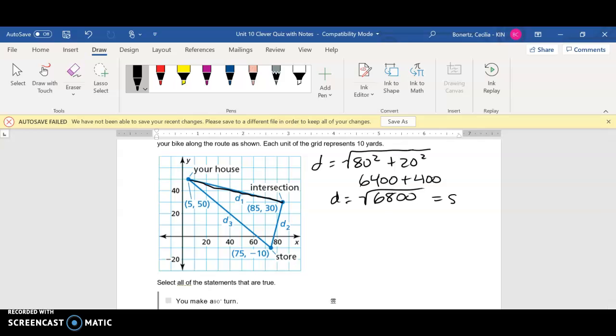which is 82.4. And it tells me that each unit of the grid represents 10 yards, so it's really going to be 824 yards.